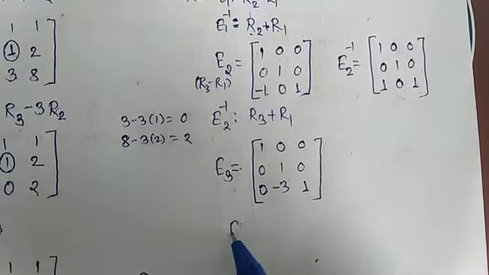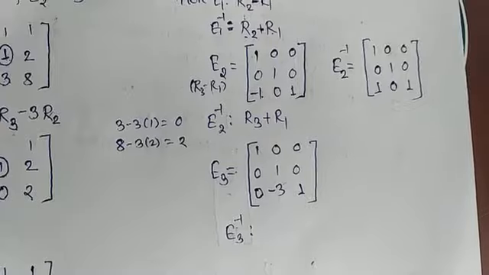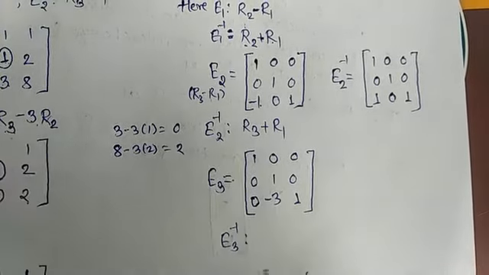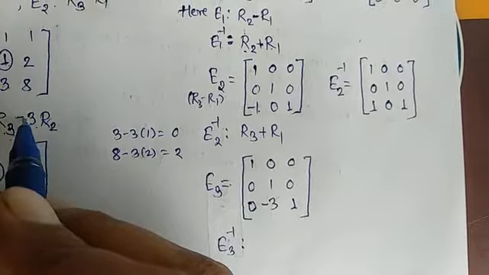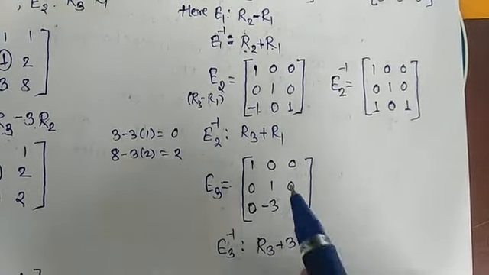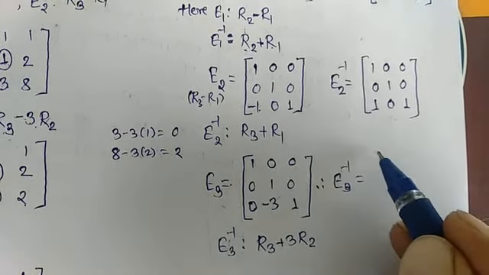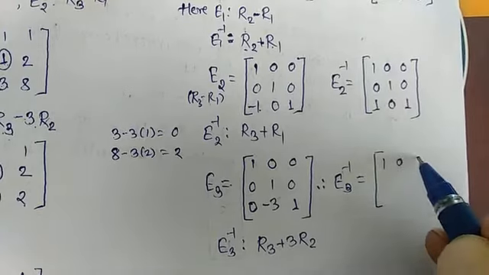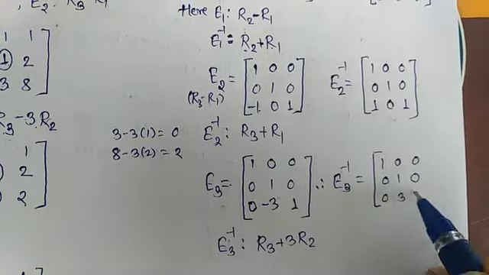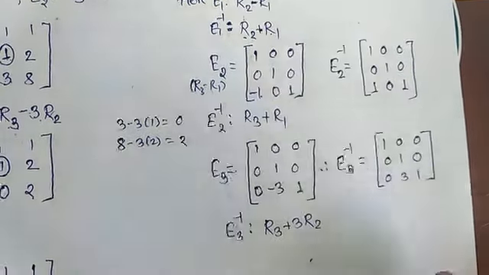Now to find E3 inverse, the operation for E3 is R3 minus 3R2, and E3 inverse will change minus to plus, so it will be R3 plus 3R2. Therefore E3 inverse is the matrix with first row 1 0 0, second row 0 1 0, and in the third row the minus 3 will become plus 3, with the remaining matrix as it is. This will be our E3 inverse.